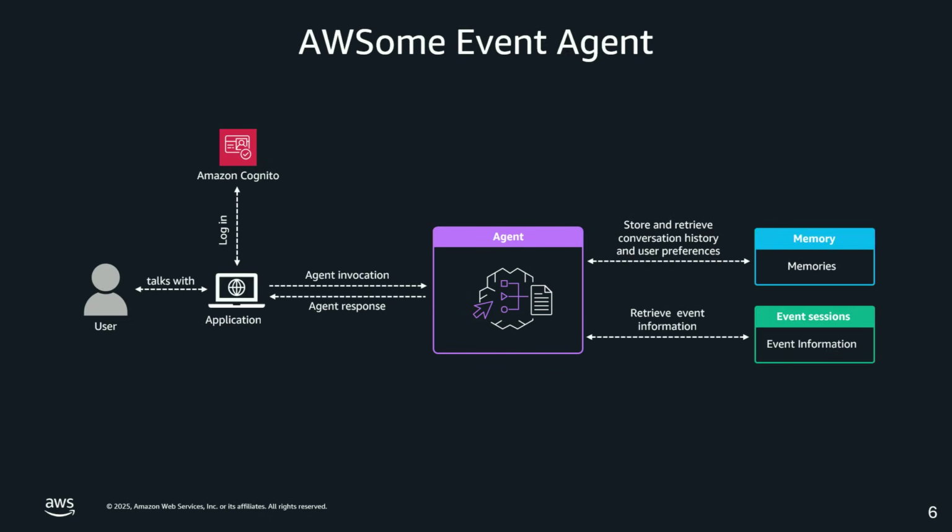So we're going to be building this awesome event agent, okay? And this is going to be basically an agent that has two capabilities. Our users are going to be able to interact with our agent, and that agent is going to be able to do two things. One of them is, as I mentioned before, retrieve session information from a knowledge base. And secondly, it's going to be able to store and retrieve the conversation history that we had, and it's going to be able to learn from our conversation, our user preferences.